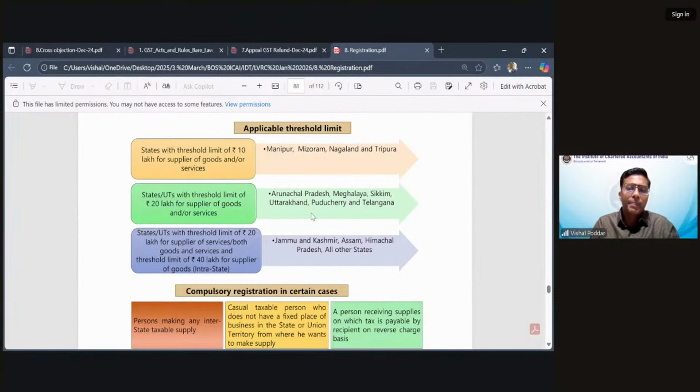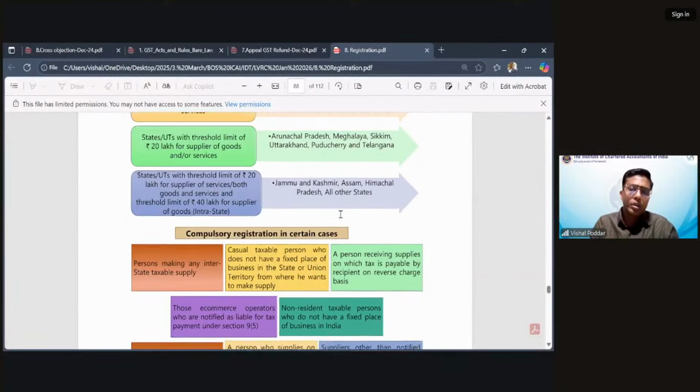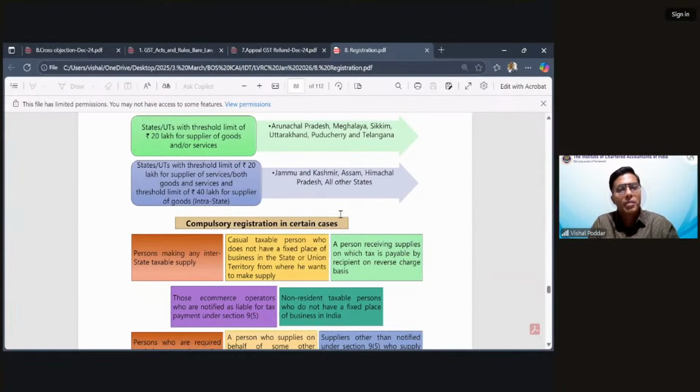So in 20 lakhs, you will find the names of the other remaining states, which may be special category states, but they have opted for the higher limit. Besides, there is one more limit, as I said, which applies exclusively for suppliers of goods, where you are only engaged in supplying goods, like small traders, grocery shops, etc. For them, a few states have opted for an even higher limit of 40 lakhs. These states are Jammu, Kashmir, Assam, Himachal Pradesh, and others. That limit is applicable only where the supplier is exclusively engaged in supply of goods.